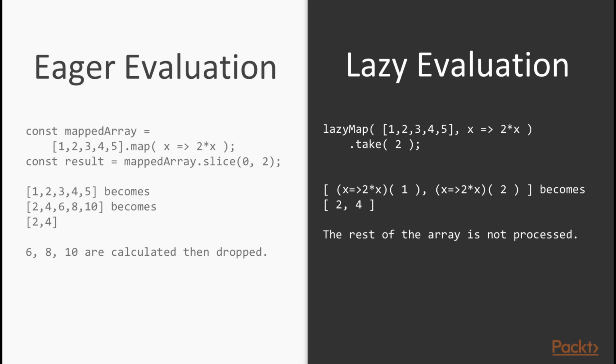When using lazy evaluation, we first take the first 2 elements of the original array and then apply the doubling function on them one by one. The rest of the array is not even touched. Let's implement the lazy map function we used in the example.